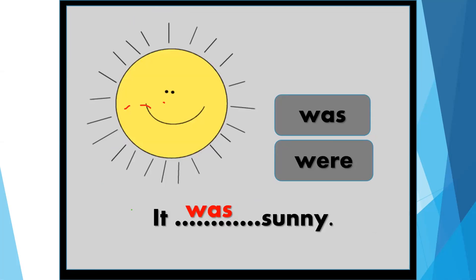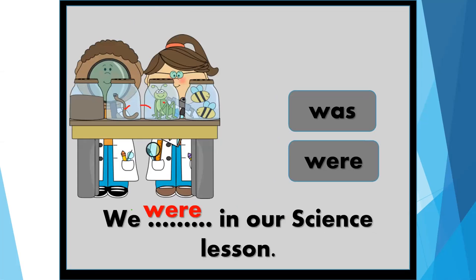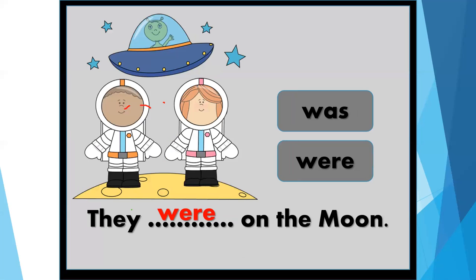Okay, what about this one? Was it sunny? Yes. Okay. Were we in our science lesson? Okay, you see, it is simple. We just need to move to the very, very first place, the verb to be. Were they on the moon?